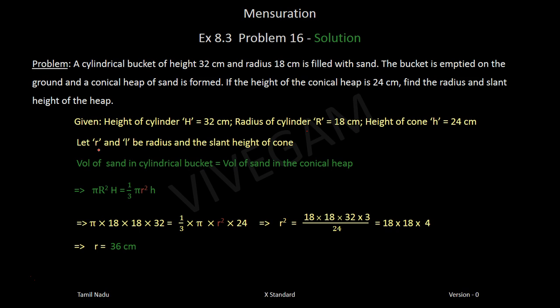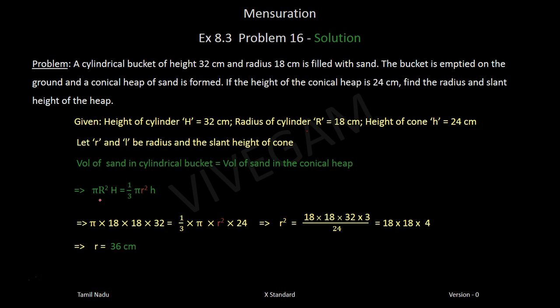So, let r be the radius. We don't know that. Let L be the slant height of the cone. All we know is volume of sand in the cylindrical bucket is exactly equal to volume of the sand in the conical heap. So you write the formulas. Cylindrical bucket is pi radius square into H of the cylinder. For the cone, it is 1/3 into pi radius square of the cone into height of the cone.